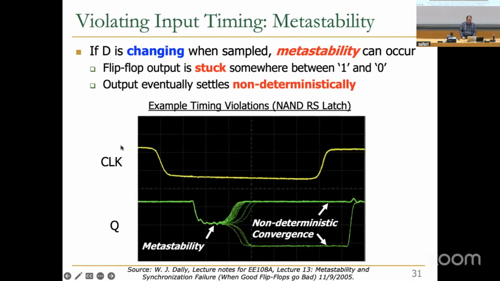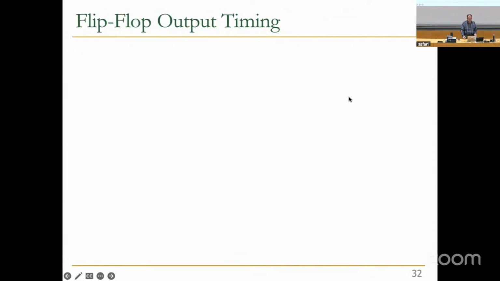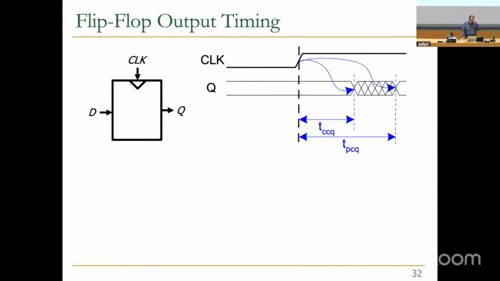And this is an example for a NAND RS latch, where this is the region for metastability, something between 1 and 0. In the end, you converge to 1 or 0, but you don't know which, because this is non-deterministic. So basically, the designer should avoid violating setup time and hold time.